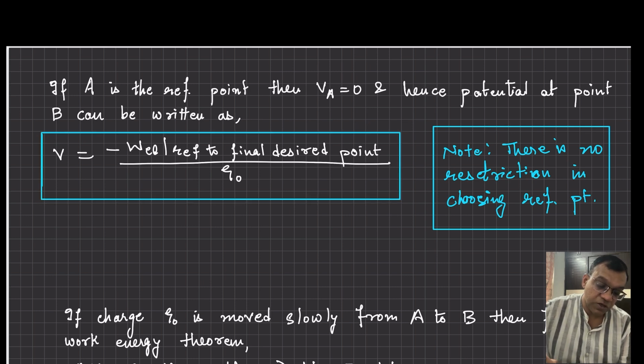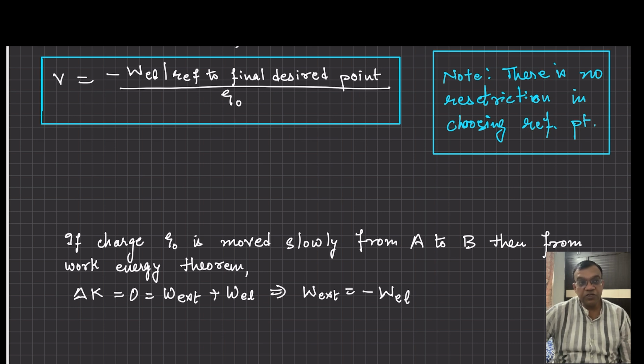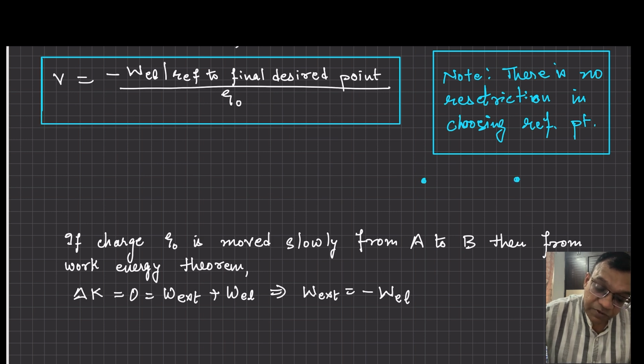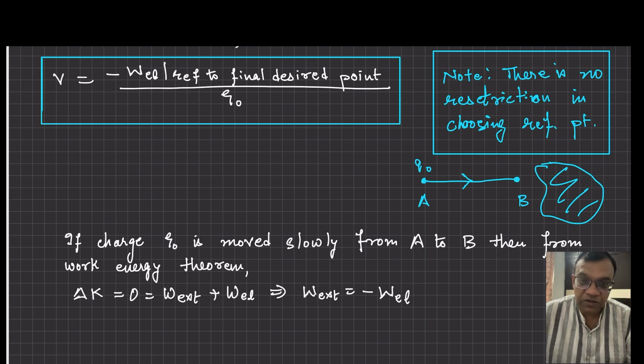It is with respect to the reference configuration, the reference point. Now, many places you will see that the potential is written in terms of the work done by external charge also. So if we have two locations A and B, and some charge distribution is there, some charges, anything can be there. If we are taking the charge Q naught from here to here, then it won't go all by itself.